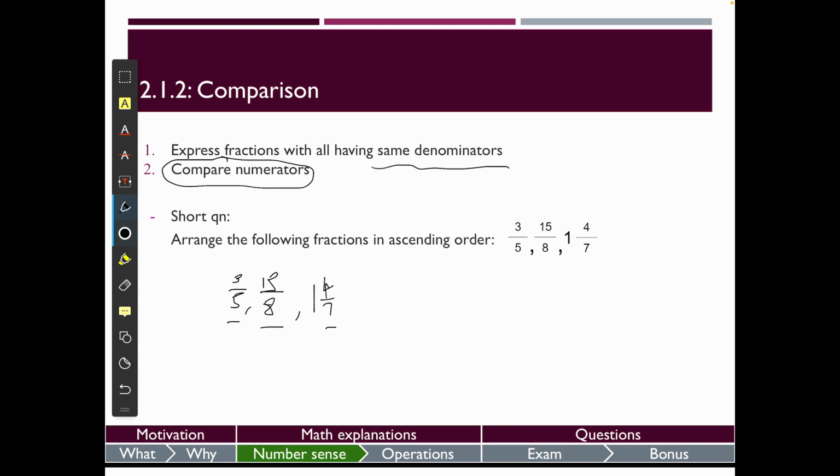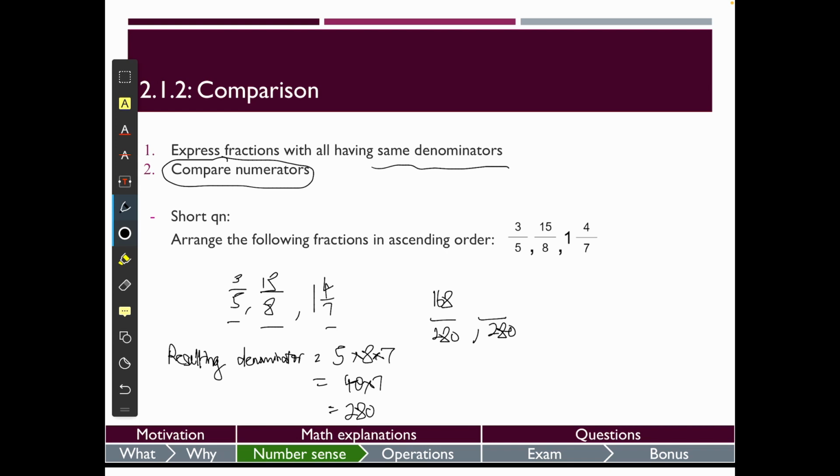So you can change the denominator to the resulting denominator. 5 times 8 times 7, that is 40 times 7 is 280. So 3 over 5, you multiply it by 56, 3 by 56, that is 168. 15 over 8, 280.